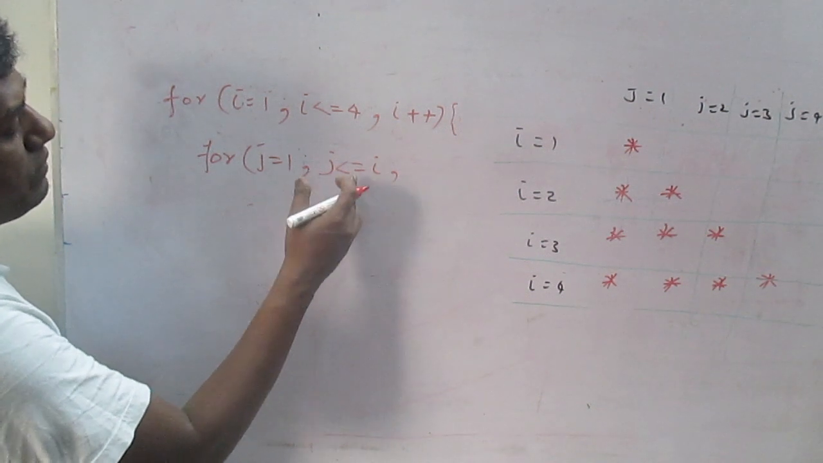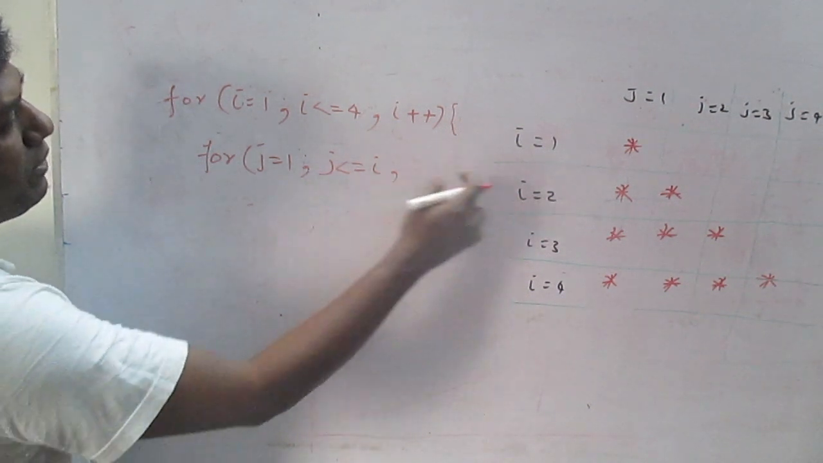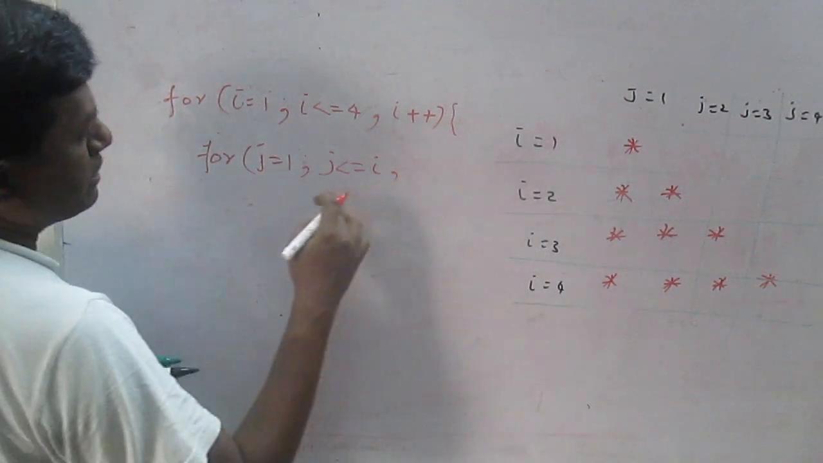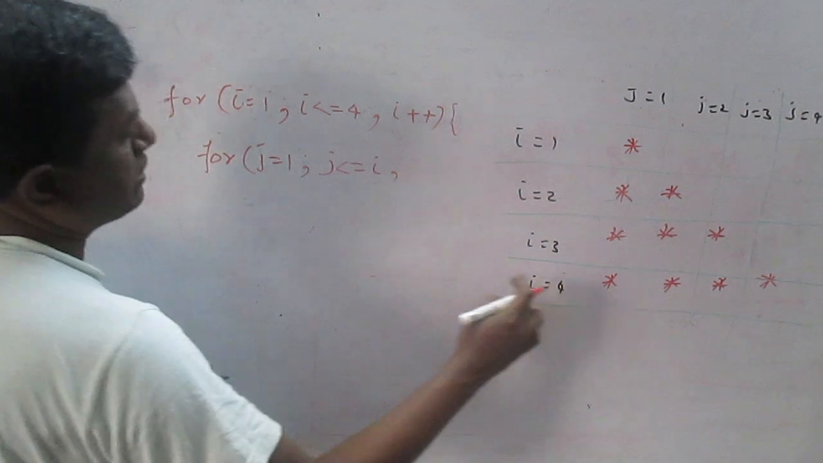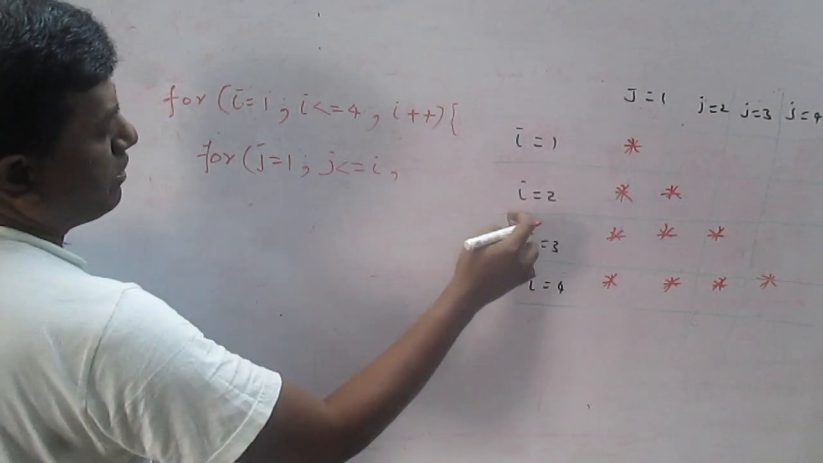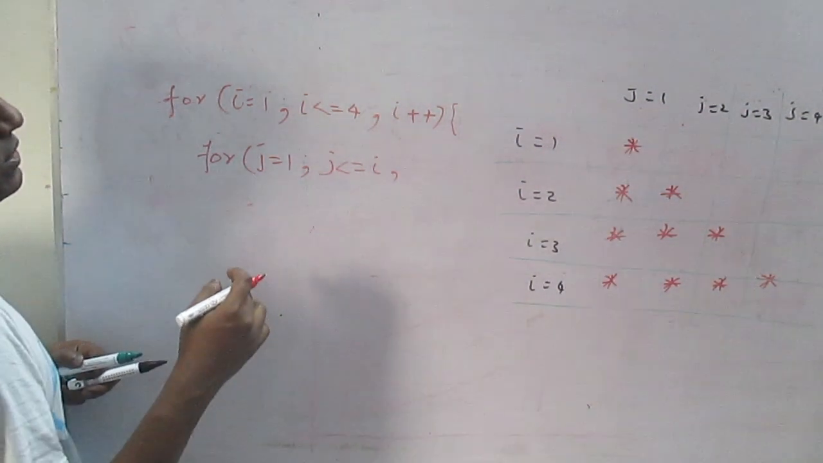So here, for example, even in the second row itself we can check: when j equal to 1, then i equal to 2, that we can also see.